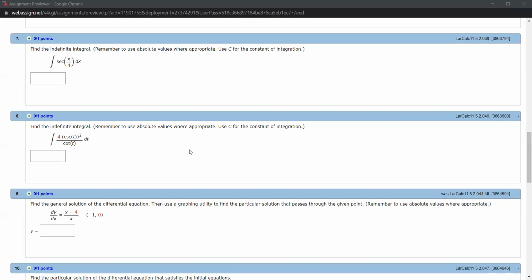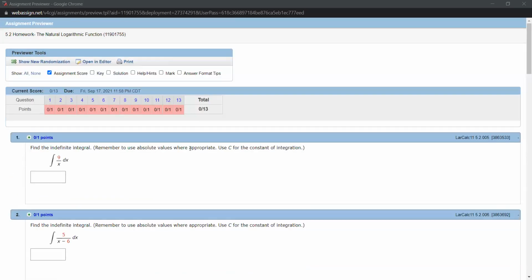All right, so there was a couple questions on the homework. Pretty much all of this comes from section 5.2. So here, let me check that out. All right, so 5.2, it's all about integration, especially using this natural log stuff. And then there's some trig stuff there as well.